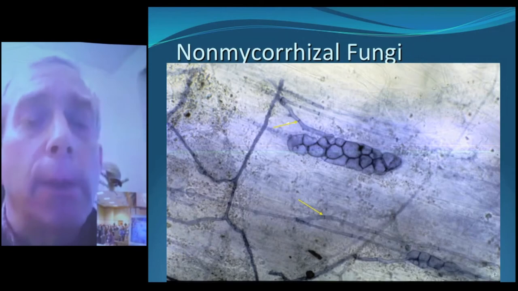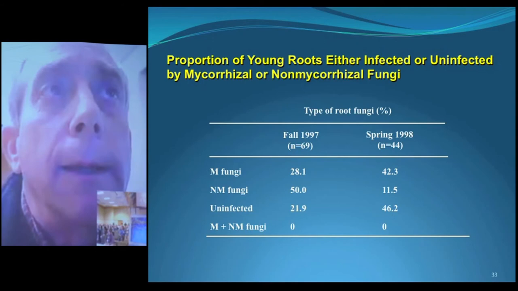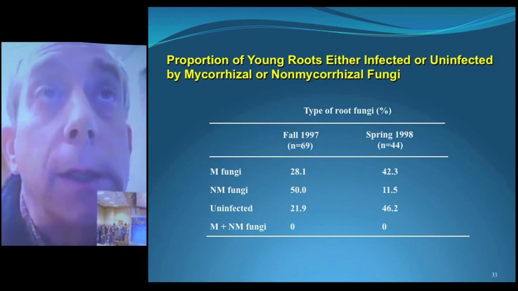So here was one of the most interesting things we found from this study. Next slide. When we looked at the roots and what fungi they had, we found roughly in the fall about 28% had mycorrhizal fungi, whereas in the spring of 1998, 42% had mycorrhizal fungi. We found in other roots about 50% had non-mycorrhizal fungi in the fall, a higher percentage than what we found in the spring. In the spring, only 11%.